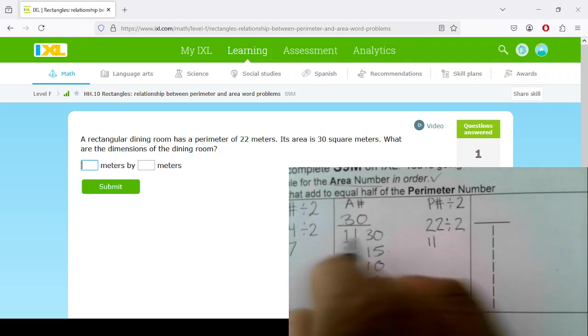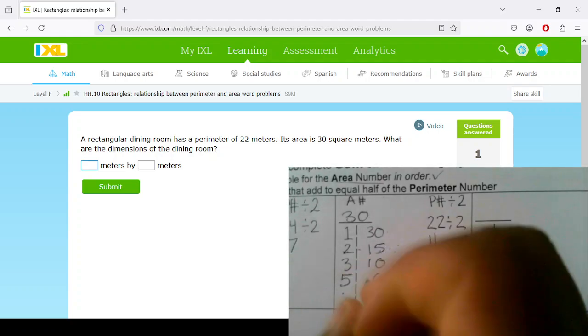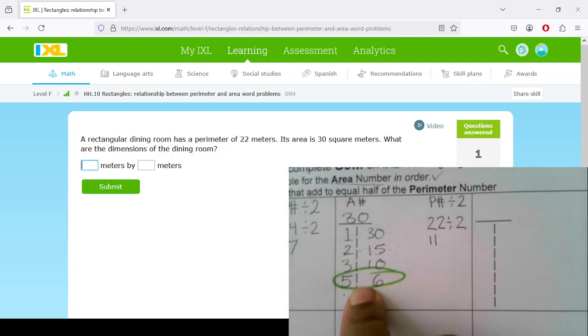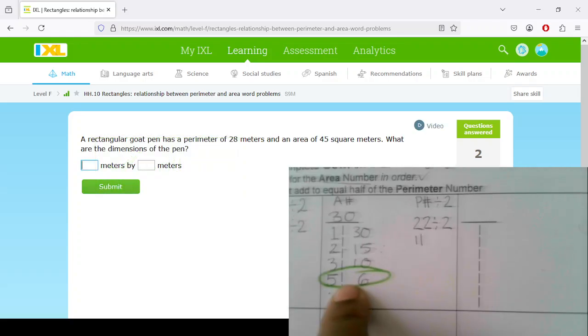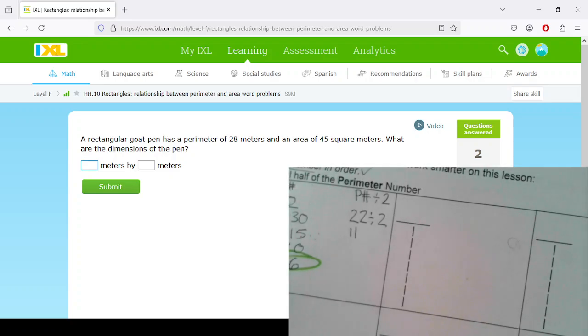So I need to find two numbers. 1 plus 30, 31. 2 plus 15, 17. 3 plus 10, 13. 5 plus 6 is 11. So when I know the perimeter and I know the area, I can find both dimensions. This is a 5 meter by 6 meter dining room. A rectangular goat pen has a perimeter of 28 meters and an area of 45 square meters.